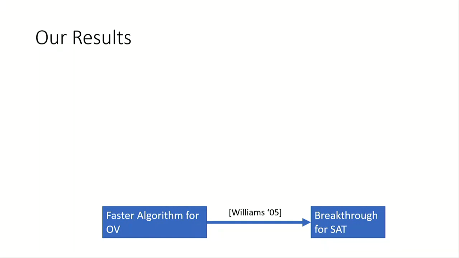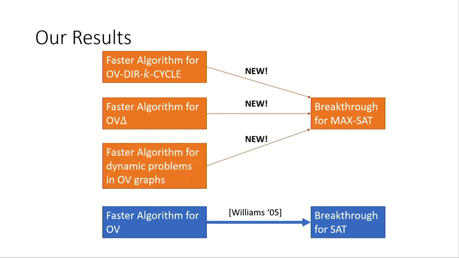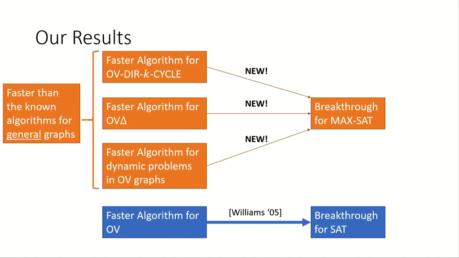The problem we get a breakthrough for is a little bit different. Instead of SAT, it's MaxSAT. What we show is that for lots of different problems, like finding triangles in OV graphs, finding directed cycles in OV graphs, solving a lot of different dynamic graph problems in OV graphs, and so on, if you could solve these faster, it would lead to breakthrough new algorithms for MaxSAT. And by faster, I mean faster than the known algorithms for general graphs. So if you could solve these problems on OV graphs of low dimension faster than the best known algorithms for solving them on general input graphs, it would lead to breakthroughs for MaxSAT.